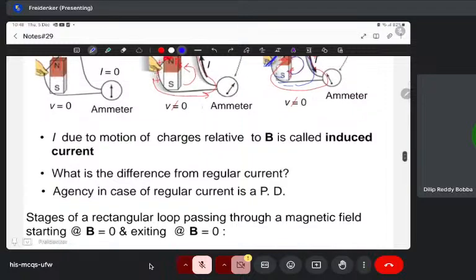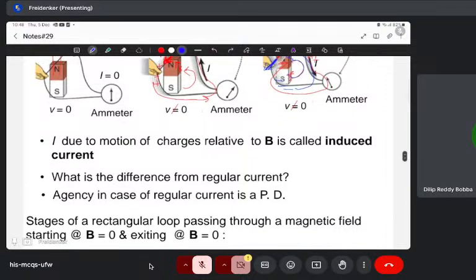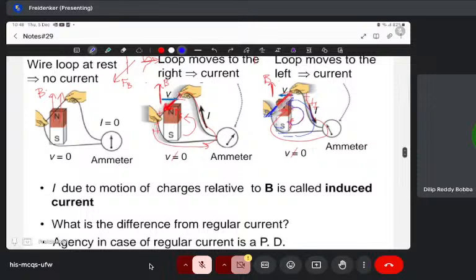Okay, this current is called induced current. Induced because here we are not having any battery or something. We are simply moving the wire in the presence of a magnetic field. So this current is induced by the magnetic field.